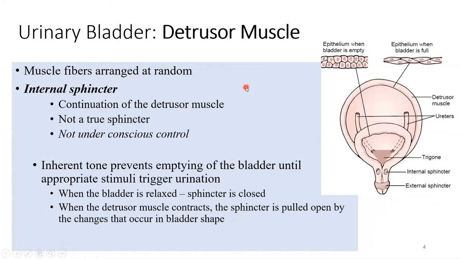Now a bit more on the detrusor is that the muscle fibers are randomly placed. So this gives a lot of tensile strength to this big, muscular, thick wall, a ball-like, football-like structure that the urinary bladder is. And this random arrangement basically allows for symmetric contraction and relaxation of the bladder.